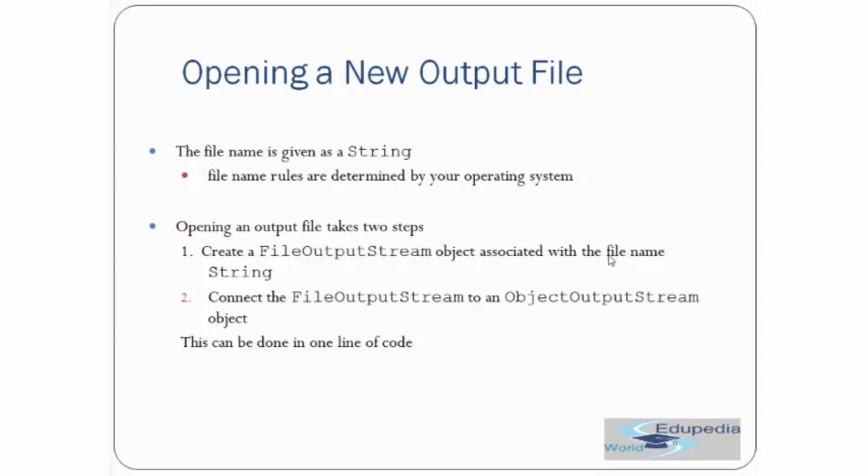Create a file output stream object associated with the file name string, and connect the file output stream to the object output stream object. This can be done in one line of code. So you can see that.